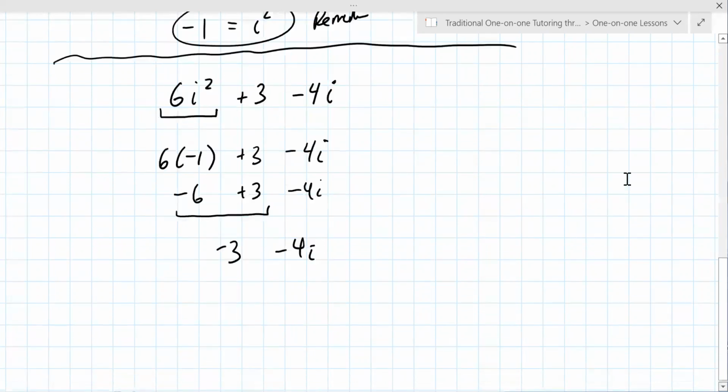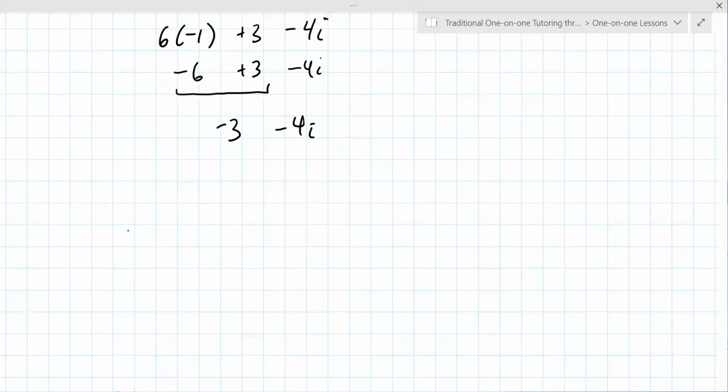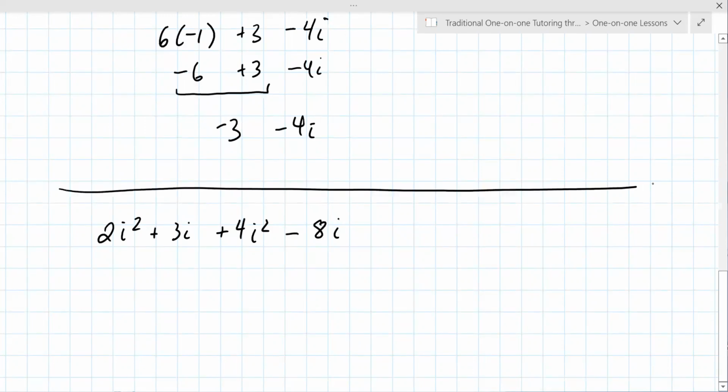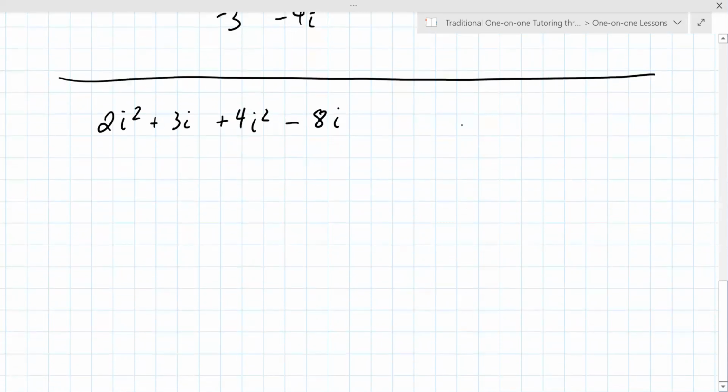Here's a problem to try on your own. Let's say it's 2i squared plus 3i plus 4i squared minus 8i. It would just say to simplify, or somehow you would know to combine these. The first and the third, you have to reduce with that i squared. So will you give that a try, please?